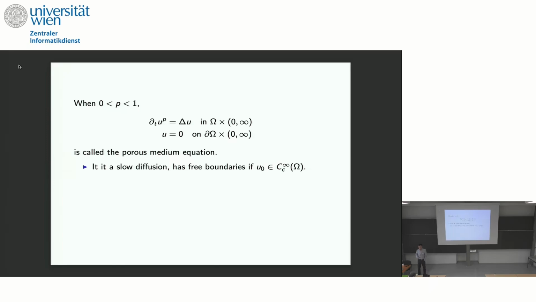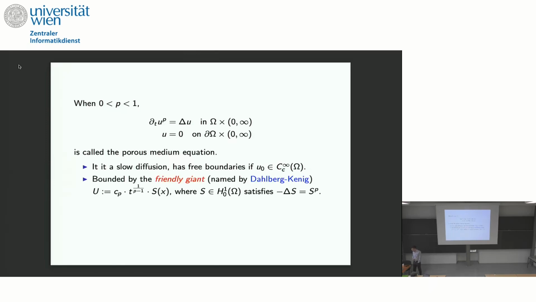Just slowly diffuse. Okay. It also has a separable solution. So if you plug in the f(t)g(x), you can have a separable solution. And it has a very nice name, called the friendly giant solution, named by Dahlberg and Kenig. The solution looks like a constant times t to some power. The power looks the same, 1 over p minus 1, then times S. S is still a solution to this elliptic equation.